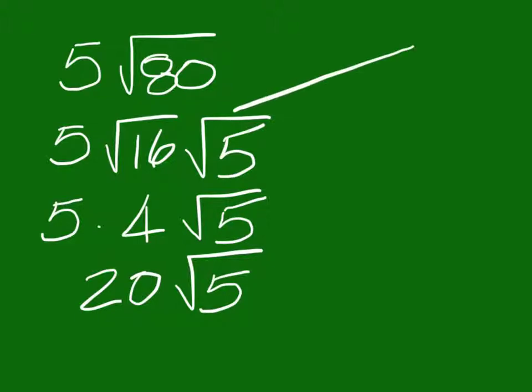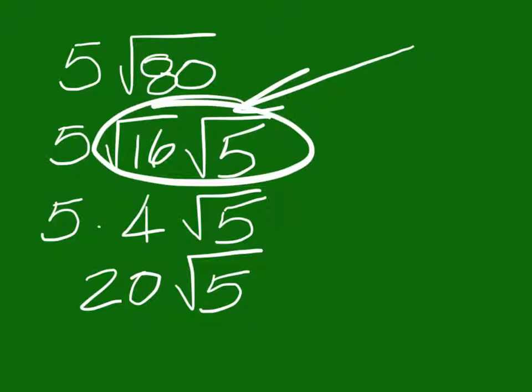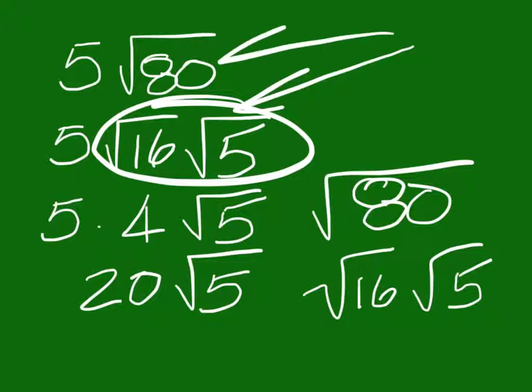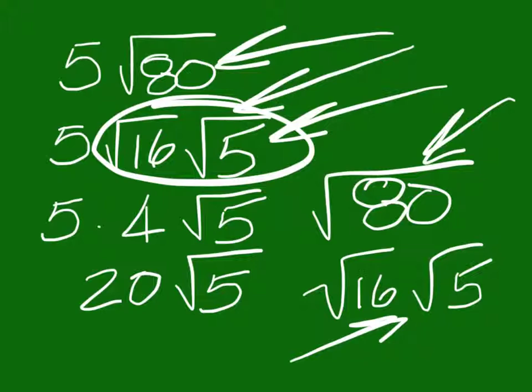This should not be a mystery after this point. If you get 80 at any point in the future, you should know that's going to break up as 16 and 5. It does not change from problem to problem. Once you break this up as this, it will always be broken up as this.